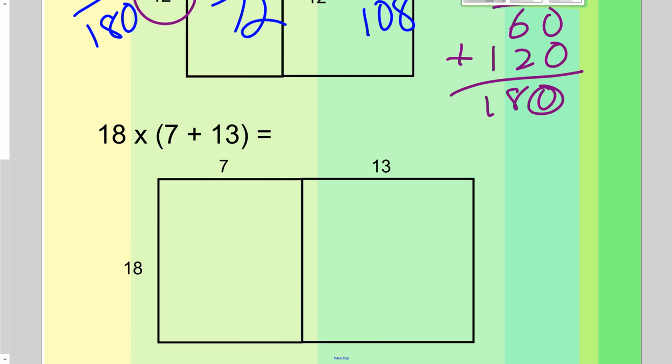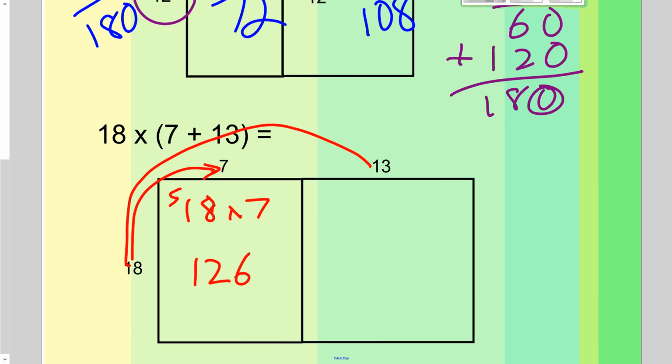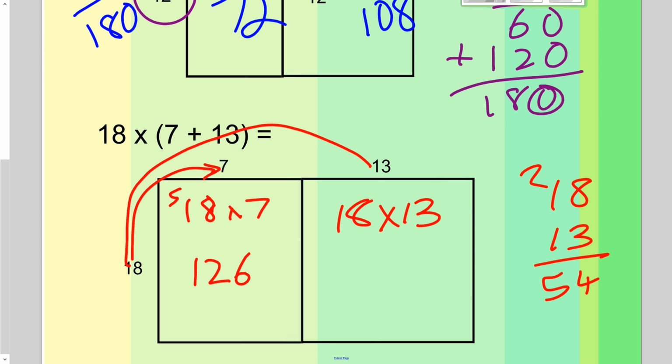Now, in the reverse of that, if it's already put together, 18 times 7 plus 13. Well, in this picture, this box here is going to be 18 times 7. So then we would need to solve that, which would be 126. And then the next box is going to be 18 times 13. And then we might come over here on the side, do that multiplication, and we would get 234.